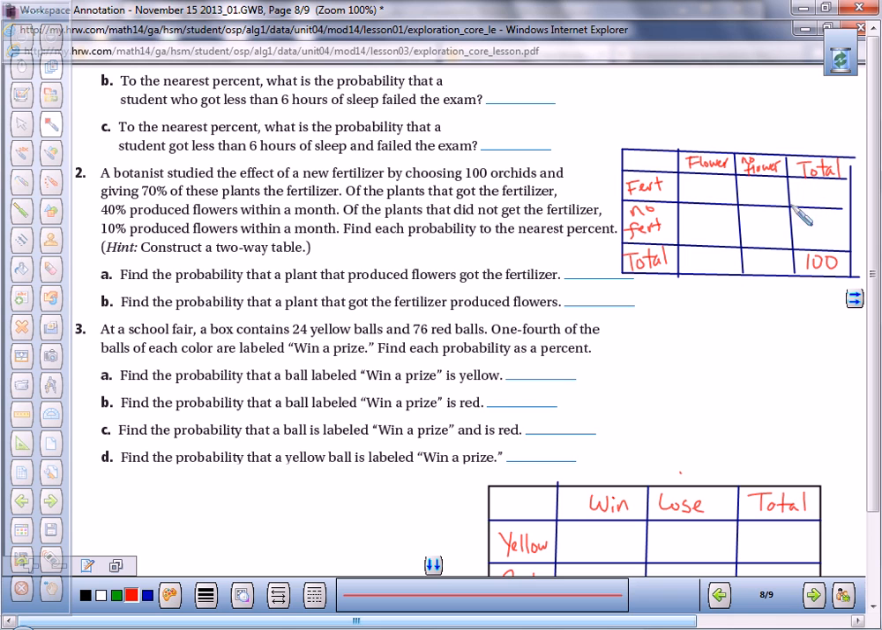Seriously? Okay, it said 70% of these plants were given fertilizer. So if 70% of all of them were given fertilizer, how many is that? That's 70, right? Okay, so now we've dealt with this number. Then it says, of the plants that got fertilizer, 40% produced flowers. So 40% of this flowered. Well, how could we figure out what that is? Times 0.4. 0.4 times 70.